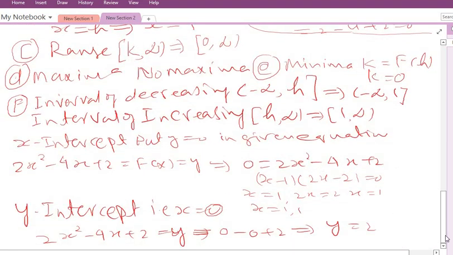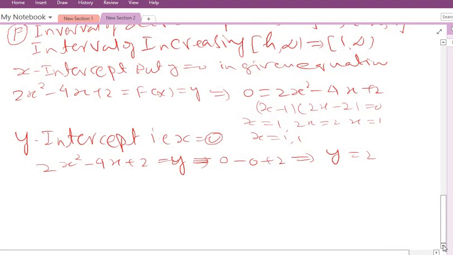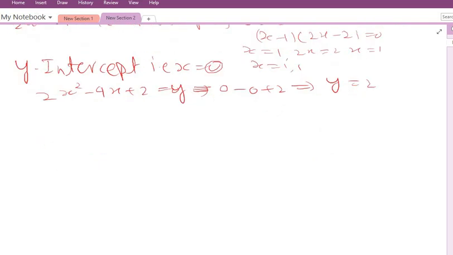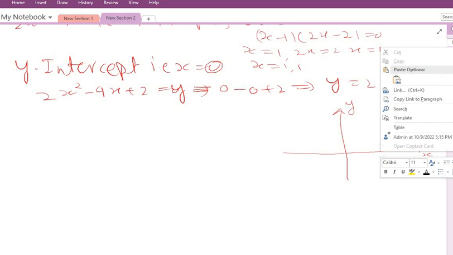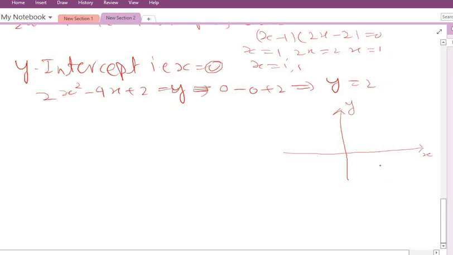Now by using this information, how can I draw the graph of that? Just make a vertical line and a horizontal line. This is your y-axis and this is your x-axis. So the vertex is 1 comma 0, I am assuming here. That means x is equal to 1, y is equal to 0.